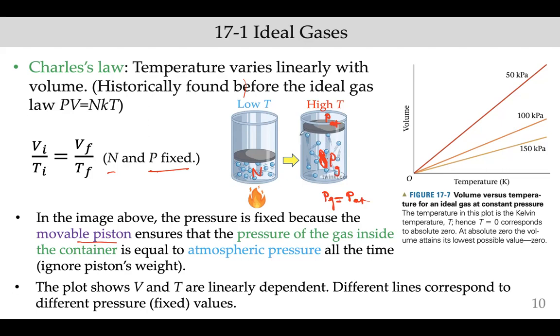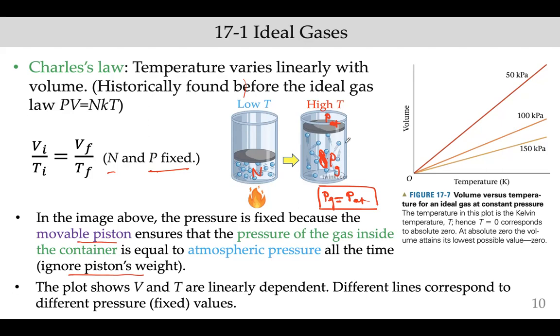And here we ignore the piston's weight. Of course, if the piston has a significant amount of weight, it will also contribute to the pressure, but we can ignore it for now. So the bottom line here is if you have a piston that's free to move up or down, and you do not push it down or pull it up, then it will ensure that the gas pressure inside will always be equal to atmospheric pressure outside.